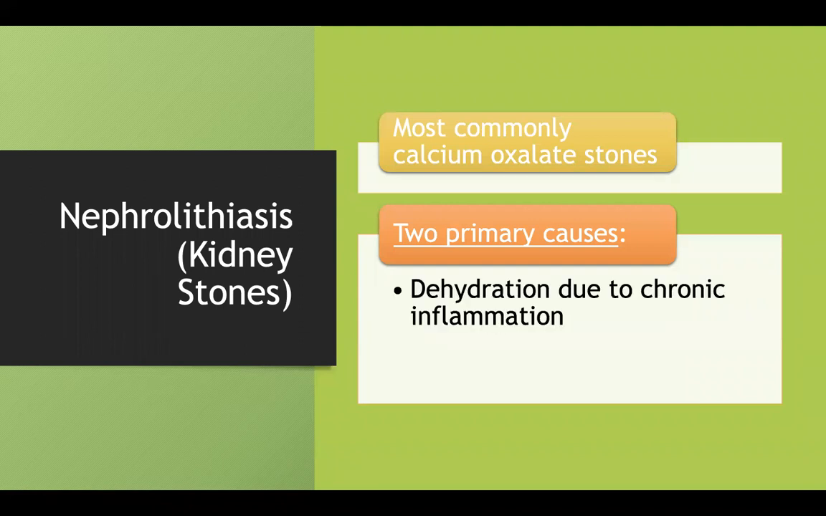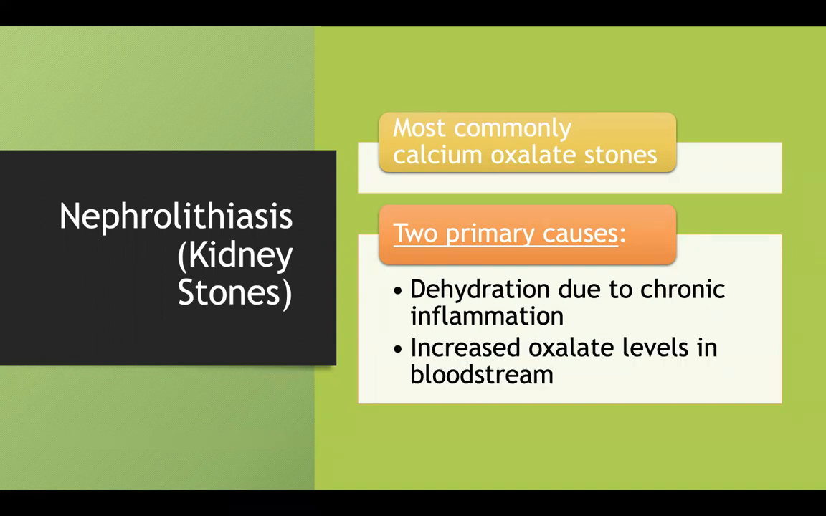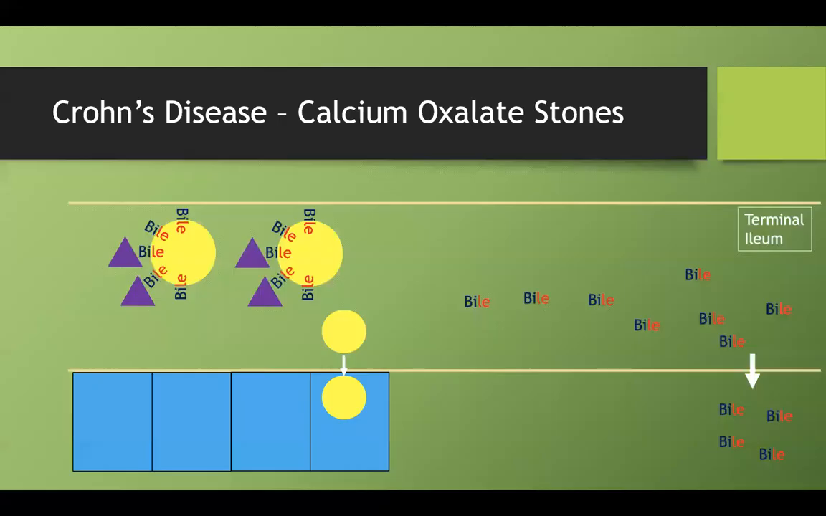The first is a more general principle. If you're dehydrated because of this chronic inflammation, you're going to be more prone to kidney stones, just like you'd be more prone to gallstones if you had dehydration. The real thing that they want you to know, the mechanism by which this happens for Crohn's, is that there's increased oxalate levels in our bloodstream in Crohn's.